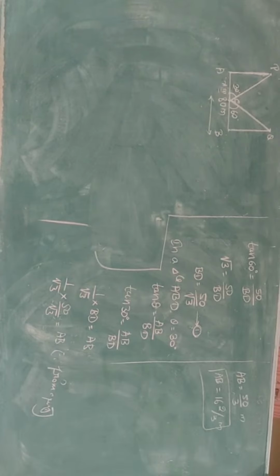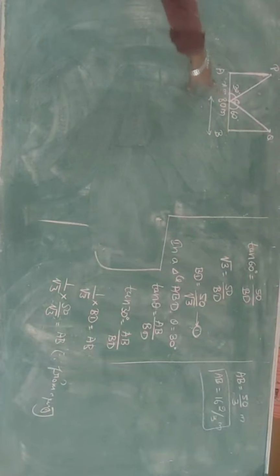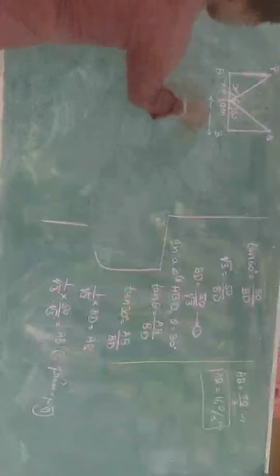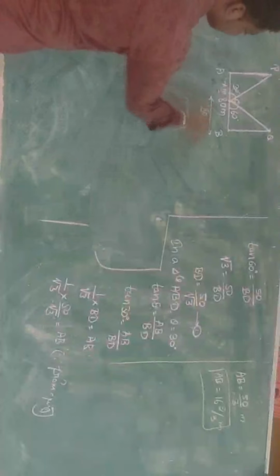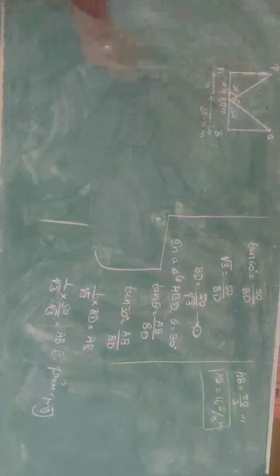70, no? 80 minus 10. Imagine AB is 20 meter. Then what is BC? 80 minus 20. So what I am telling you here, AB is X meter. Then what is BC? 80 minus X meter, and this is X, and the whole distance is 80. Am I right? Yes, sir. So given, you can write afterwards.